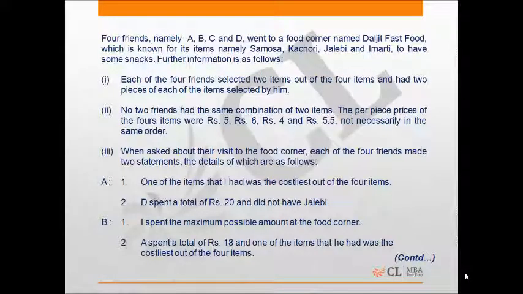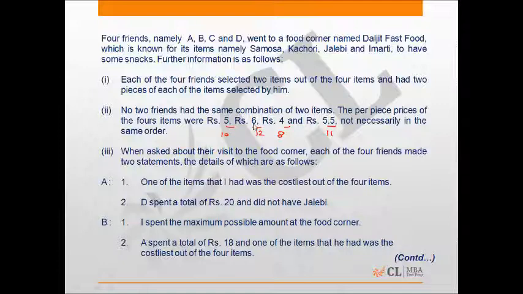Now, the prices of the items are 5, 6, 4, and 5.5. So if I buy 2 pieces of each, we'll have 10 rupees, 12 rupees, 8 rupees, and 11 rupees. Now, if you see the second statement of B, A spent a total of 18 rupees, and one of the items that he had was the costliest of the 4 items.